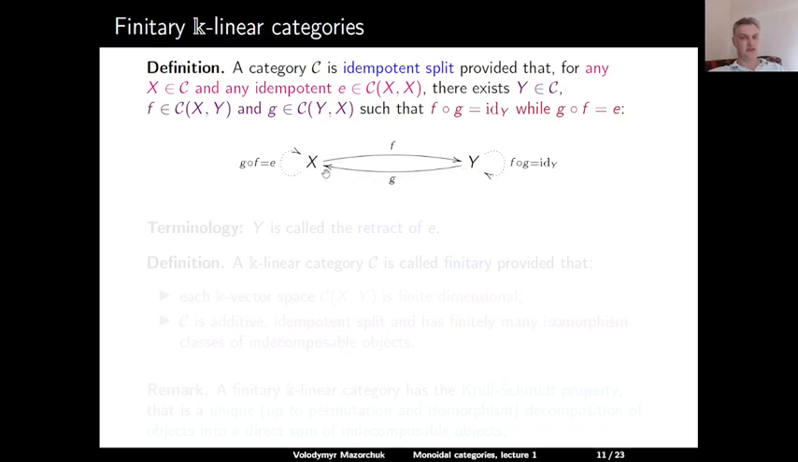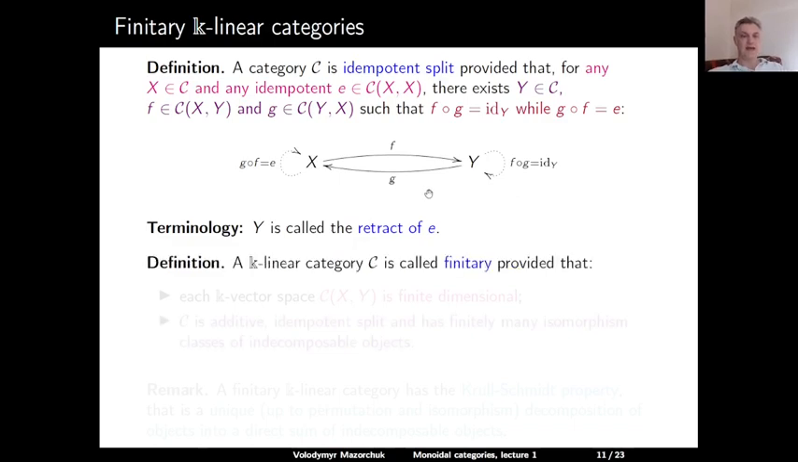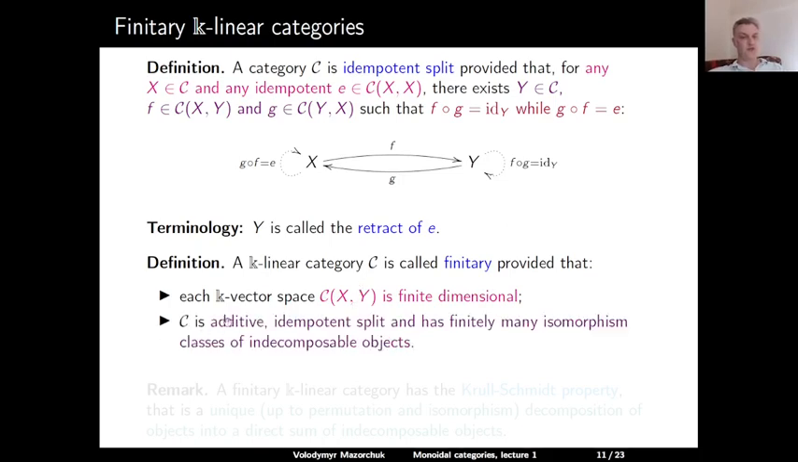So the composition of G and then F should be the identity on Y, and the composition of F and then G should be our E. And this object Y is called the retract of E. So a K-linear category C is called finitary provided that each k vector space Cxy is finite dimensional. So each Hom set in C is a k vector space, and this vector space should be finite dimensional. Moreover, C should be additive, idempotent split, and it should have finitely many isomorphism classes of indecomposable objects.